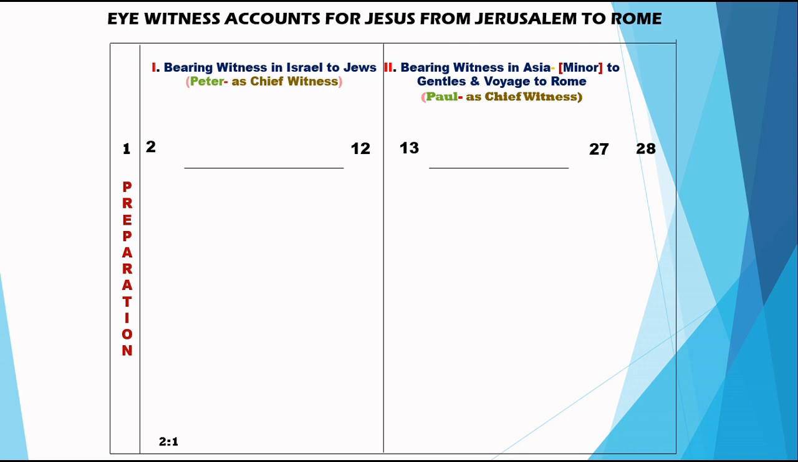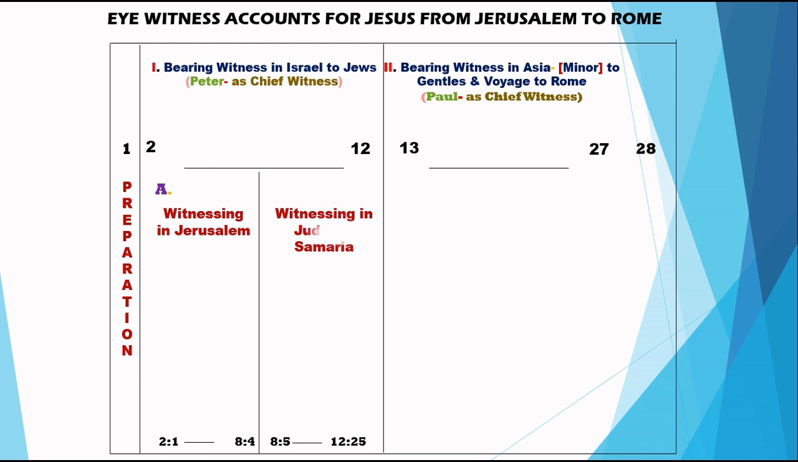Then we look at sections within the first division, chapter 2, verse 1, all the way to chapter 8, verse 4. My observation is that the focus is so much on witnessing in Jerusalem. And then I label it capital A, of course. And then the last section in the first division is mainly focused on the witnessing that is happening in Judea and Samaria, and I give it the label capital B.